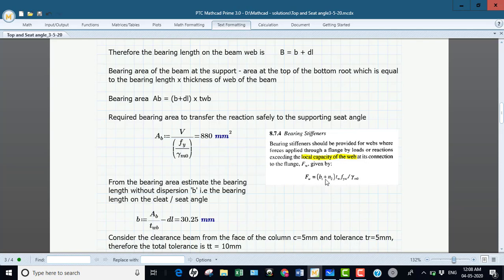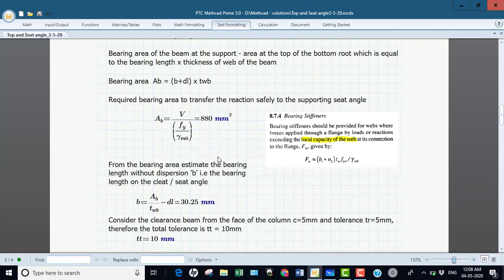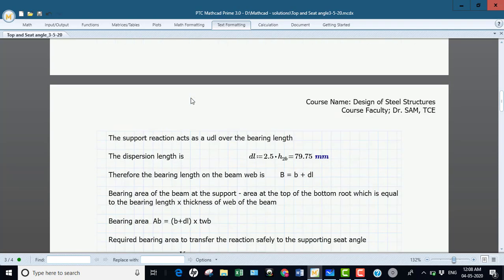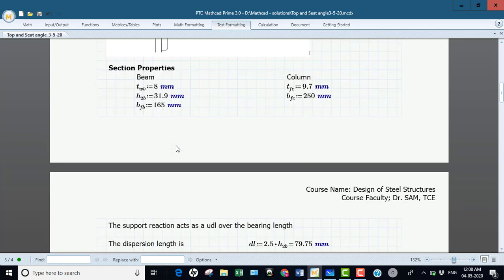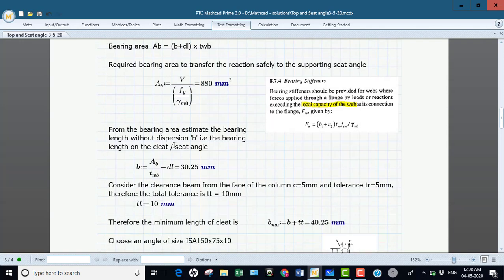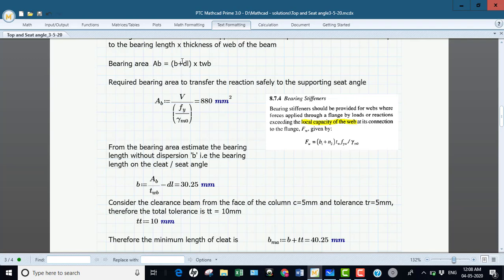So first I know the bearing area required, the minimum area required to transfer the shear. Therefore, this is the minimum area required. If I know this area, then I can calculate the breadth of the leg required to transfer the shear from the beam to the seat angle. So this is the bearing length of the beam on the cleat that is essential to safely transfer the shear. Therefore, I'm calculating that B. How? I'm dividing by tw and subtracting the DL, and I'll get the minimum B required.